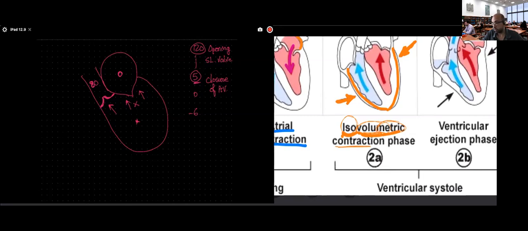All right. So what we're looking at here is an isovolumetric contraction phase. I have constant volume of the ventricle.